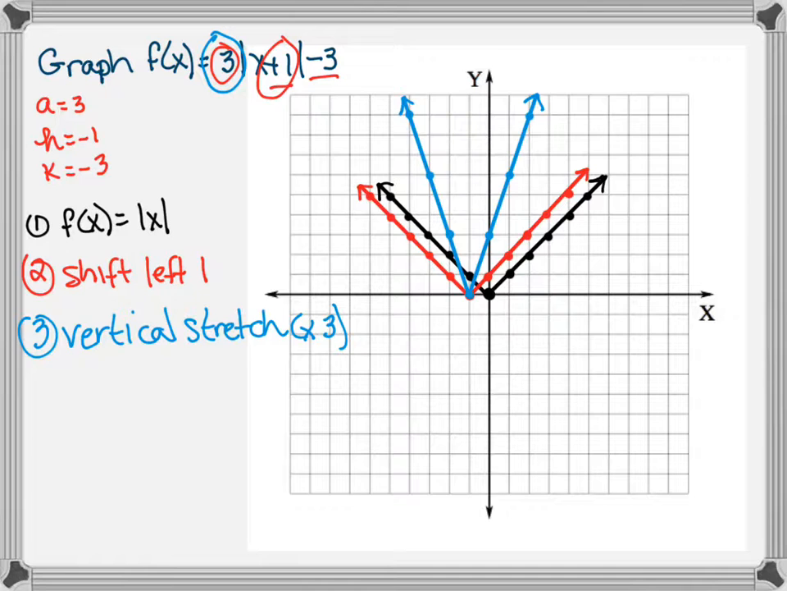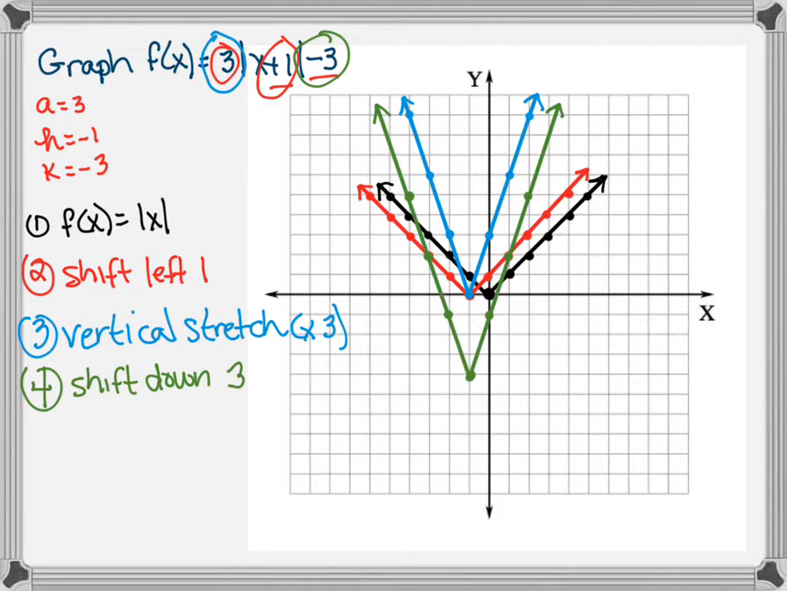We have one more transformation left. We are now going to shift all of the points on the blue function down 3 units. So I'm going to take those distinct points and shift everything down 3, starting with the vertex. When we're doing it by hand, I usually ask to see at least 3 distinct points. 5 is often better. But that green function is our final function, which is the absolute value function shifted left 1 unit, vertically stretched by a factor of 3, shifted down 3 units.